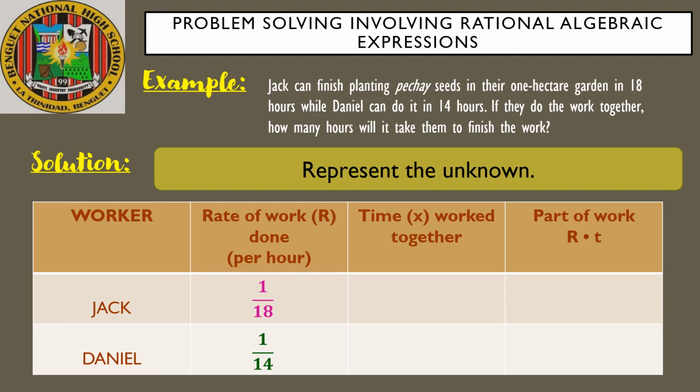We are going to solve for the time that they spent working together, so we represent that with x. Finally, to compute for the part of the work that each of the boys do, we multiply the rate of work and the time spent together. For Jack, his part of the work is x/18, while Daniel's part of the work is x/14. Take note of these expressions as we move to the next step.